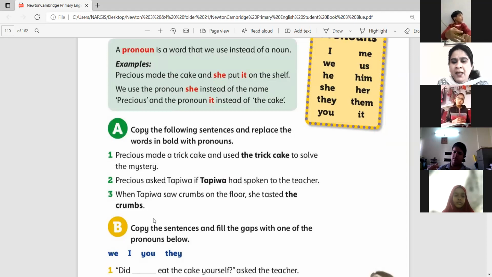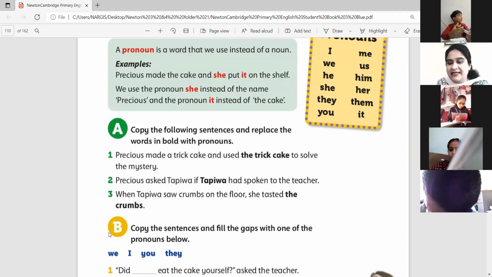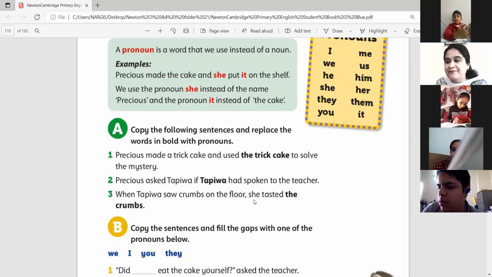Done. Okay, the third one. When Tapiva saw crumbs on the floor, she tasted the crumbs. Who tasted the crumbs? She. She tasted is there, but she tasted the crumbs. She tasted them, yes? Because it is many, no? So you have to put them. Ma'am, where do we have to write that in? Underline this, the crumbs, and write them. Your third answer is them.